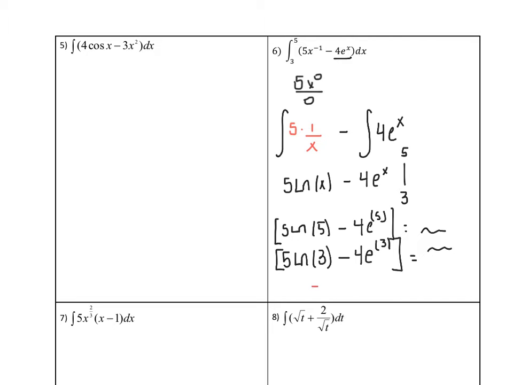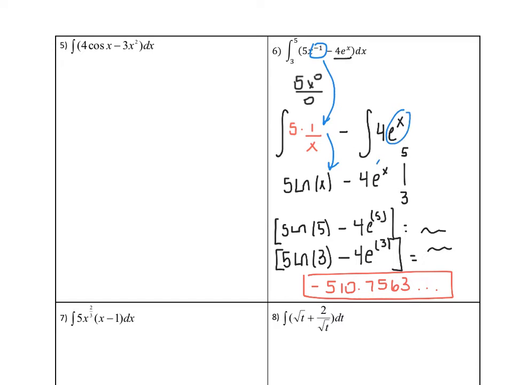So you'll get negative 510.7563. And any form of this answer was fine. And that's it. The big takeaway from this is that you understand that the antiderivative of x to the -1 is the same thing as saying 1 over x, which is the antiderivative is ln. That's the big takeaway. And also that the antiderivative of e to the x is e to the x, right? That's the takeaway here. All right, let's look at question number 7.